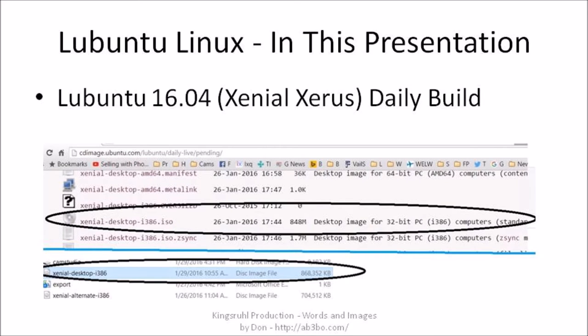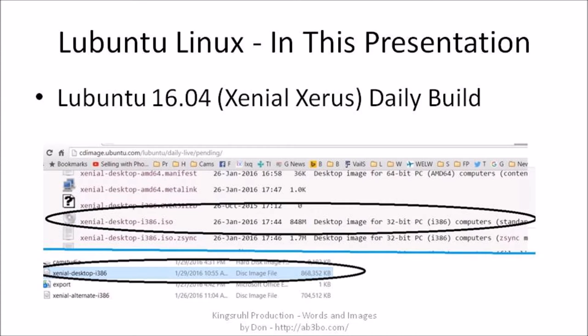The Linux ISO that we're going to use in this presentation was found at this website that's indicated in the graphics here. If you do a search for Lubuntu 16.04 daily build, this page should come up as one of the options in Google. You can see we use the desktop i386 ISO. It's a 32-bit version. And you can see how the ISO looked when it was downloaded onto the local PC.